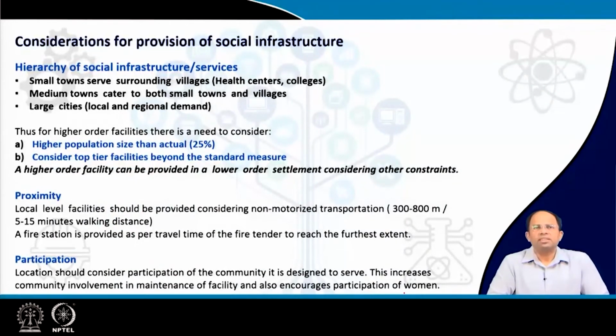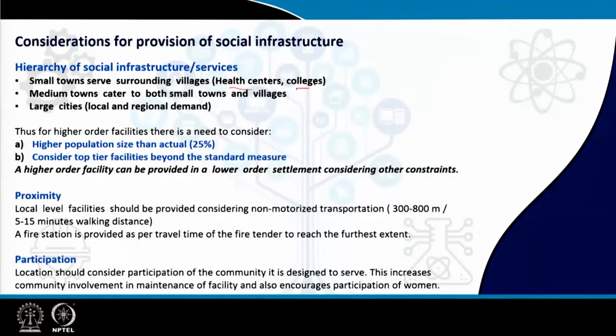So what should be the considerations for provision of social infrastructure? There are some characteristics or properties which we should consider when we determine what sort of social infrastructure needs to be provided. The first characteristic is the hierarchy of social infrastructure or the service. As you can see, small towns can serve the surrounding villages. So if I have health centers, colleges, all these things, we may not provide them in the smaller village, but we can have them in that small town, and this small town will serve the villages in the surrounding area.